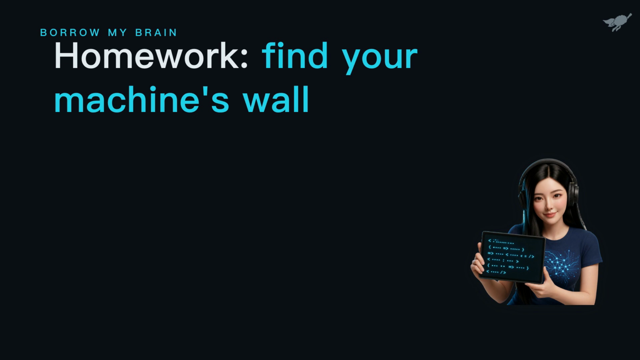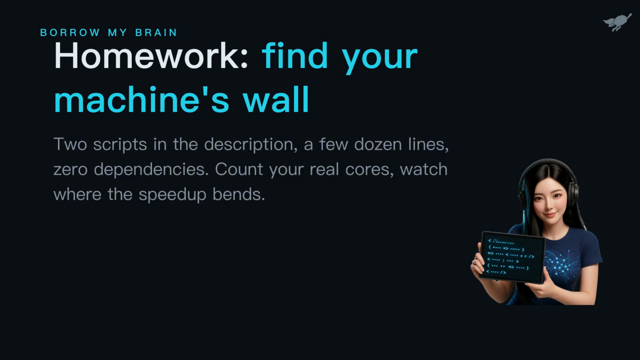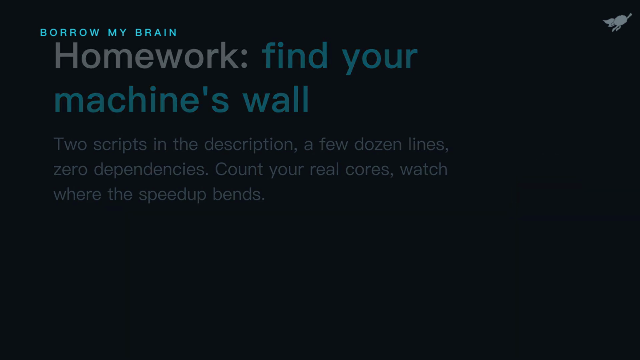Homework, same as always. Both scripts are in the description. A few dozen lines, 0 dependencies. Run them on your own machine, count how many real cores you have, and watch where the speedup bends. That bend is your machine's wall.